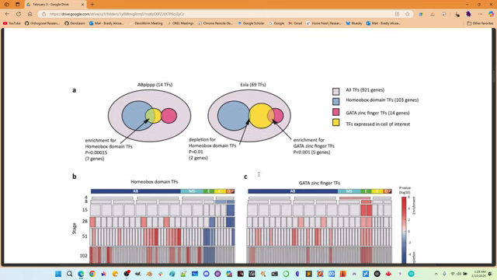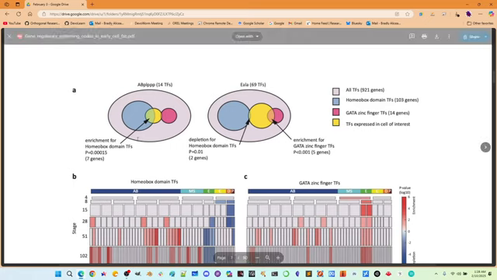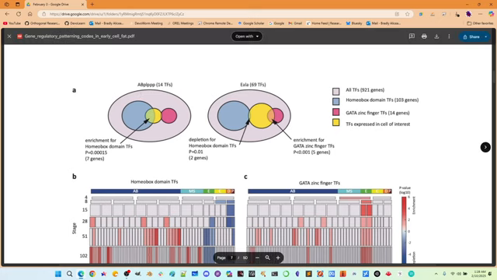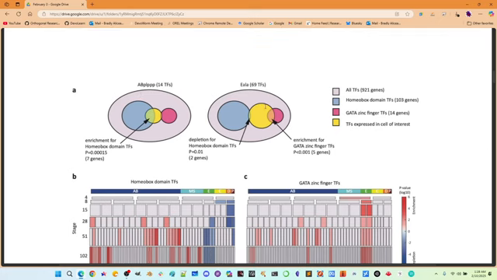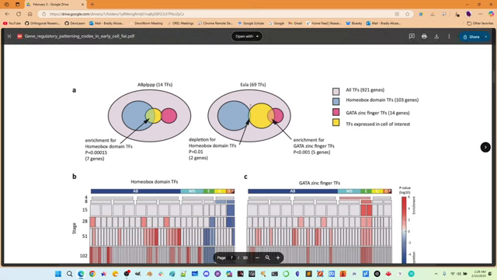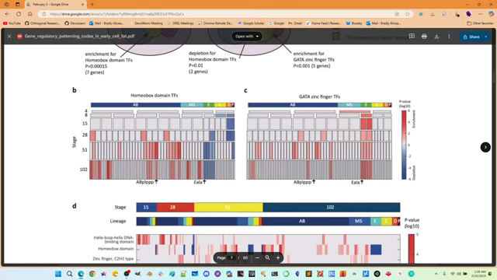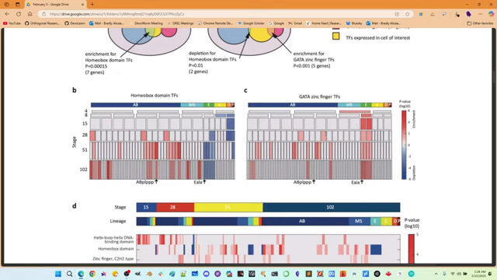We're looking for the overlap between transcription factors expressed in the cell of interest and the homeobox domain genes, and whether it's enriched or depleted. The same thing for gamma zinc fingers and transcription factors expressed in the cell of interest, and that's either enriched or depleted. So if we look down at these graphs in B and C, we see on the left homeobox domain transcription factors, and on the right gamma zinc finger transcription factors. And so we see enrichment in red and depletion in blue.